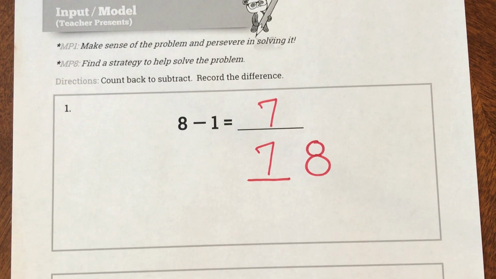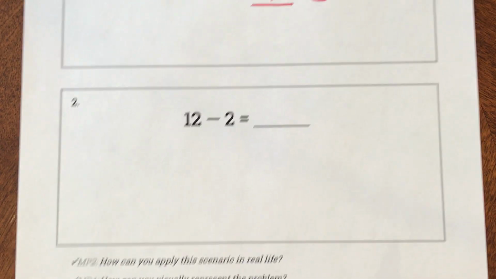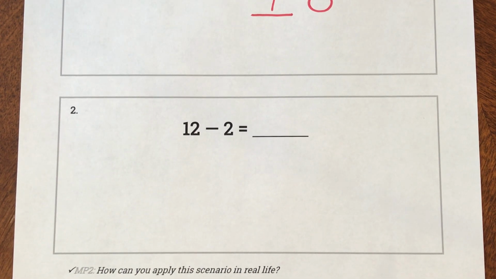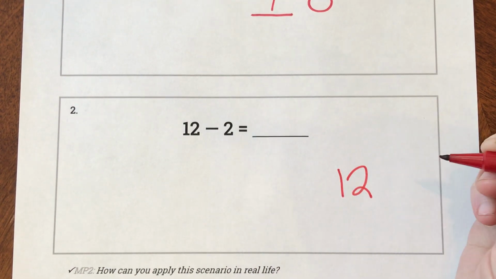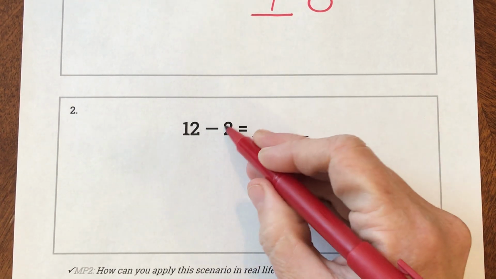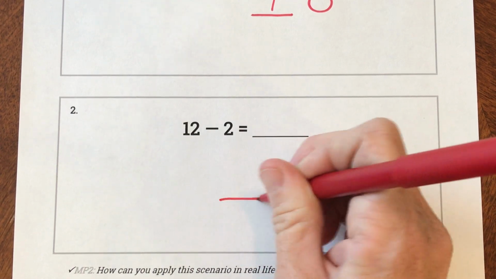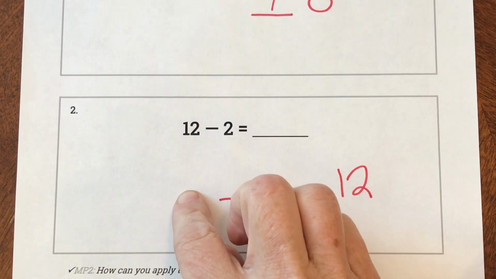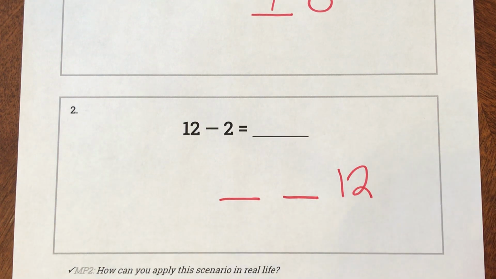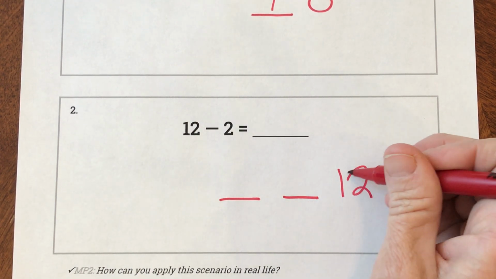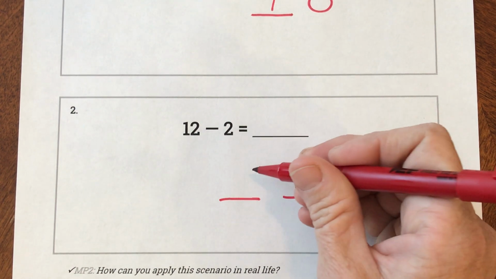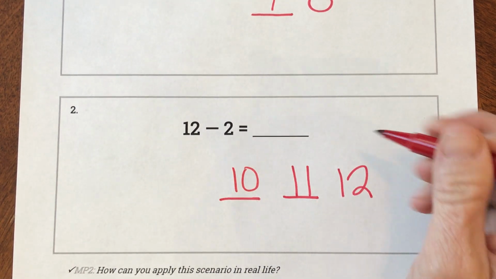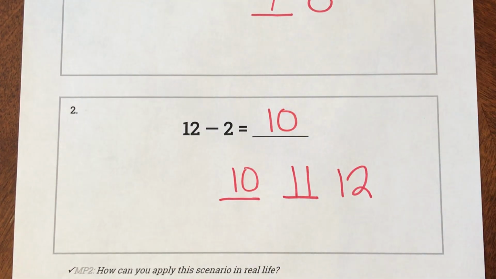Okay, let's look at another way to do another problem. Ready? We have 12 subtract 2. Okay, so my minuend is 12. That's what I'm starting with. And they want me to count back 2. My subtrahend is 2. So they want me to go back 2. I'm going to take away 2 or subtract 2. So what is right before 12? If I count backwards, it's 11 and then 10. So my answer, or my difference, is 10.